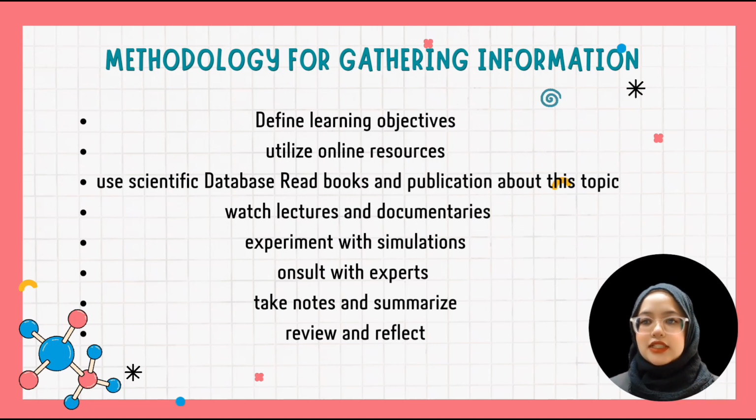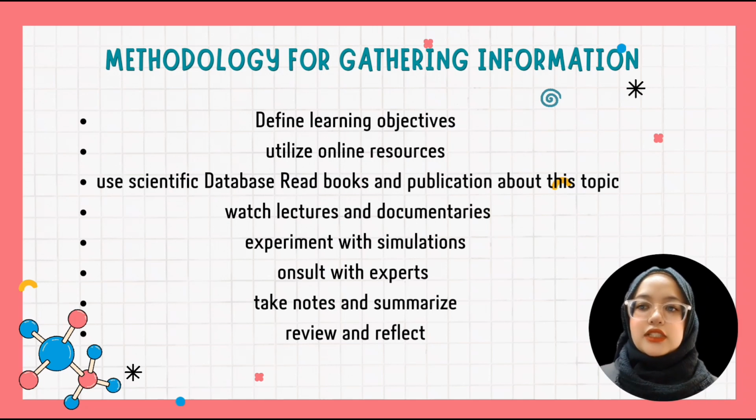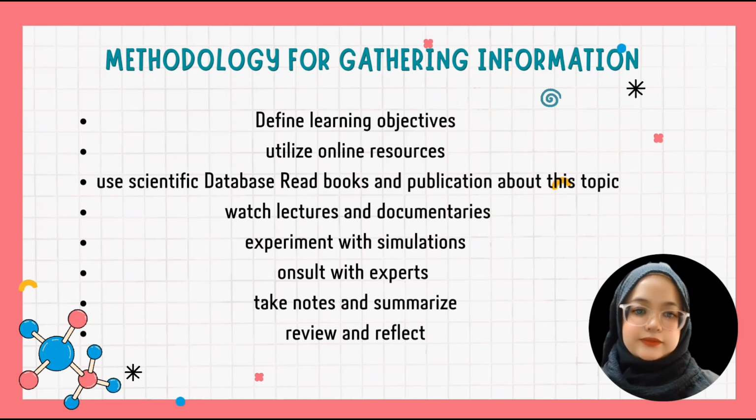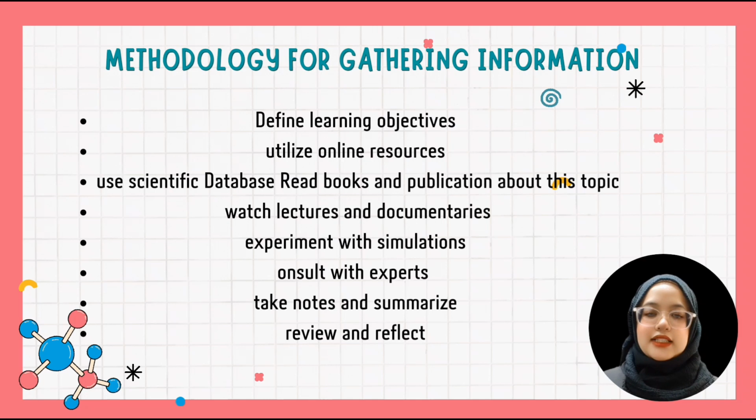Second is utilizing online resources. We look at online resources such as specific journals, education websites, and university lecture material. Third is using scientific databases. We access scientific databases like Google Scholar and search for articles about stars and research papers on nuclear fusion in stars. This platform can provide in-depth studies and the latest research about nuclear fusion in stars.